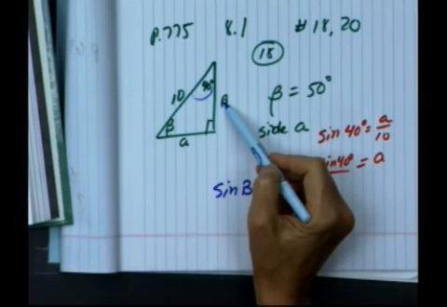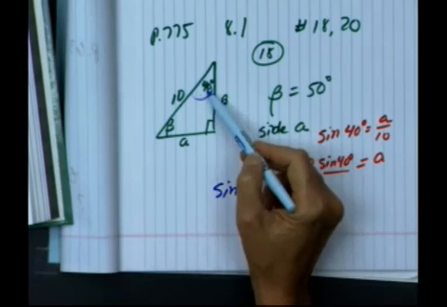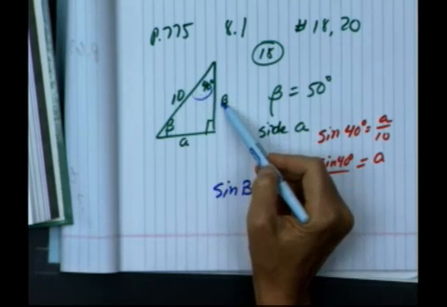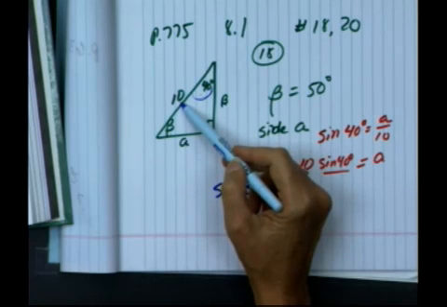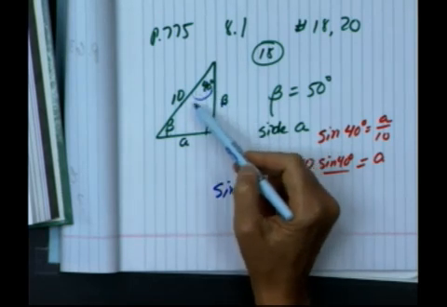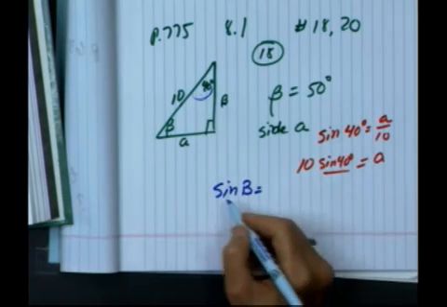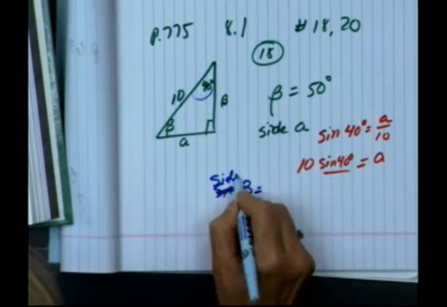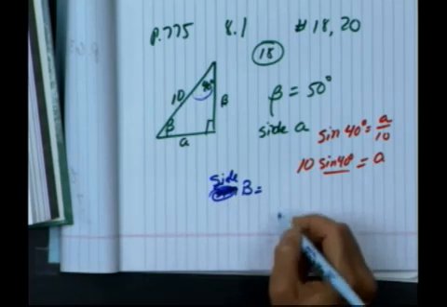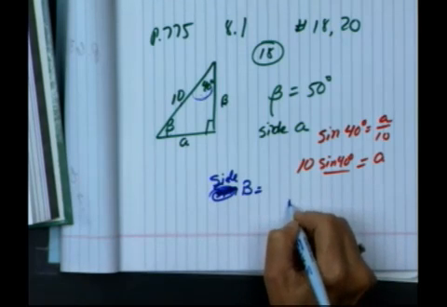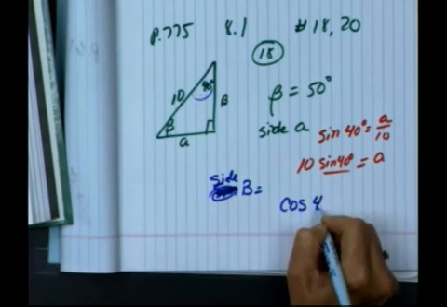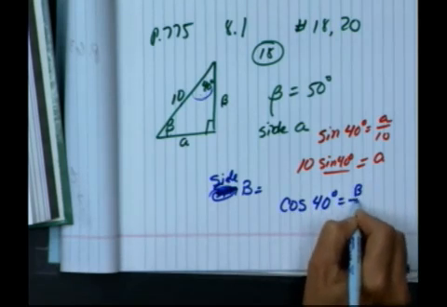I'm looking for this side. How's that side related to the angle? It's adjacent, and I'm given the hypotenuse. So angle, adjacent, hypotenuse, which trig function? What did I write? I meant side, sorry, side B. So I would be looking for the cosine of 40 degrees equals B over 10.